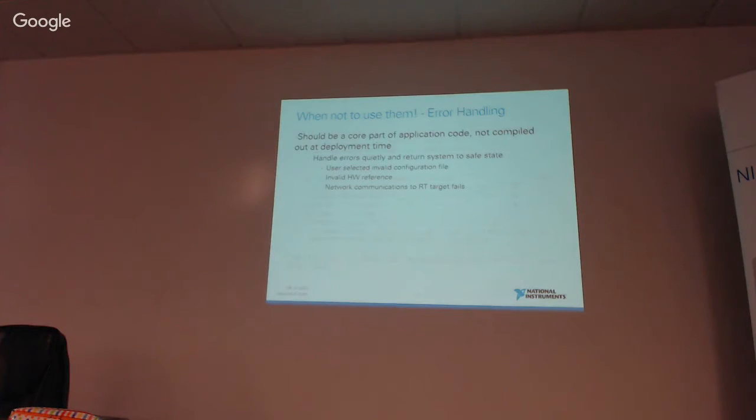The main place to not use them is in error handling. If you pop up a file dialog box and the user cancels it, that will generate an error in your code. That shouldn't cause concern because that's probably not a fundamental problem in your code. That's the user doing something you didn't expect. Invalid hardware references and network communication failures are also things that are not necessarily problems in the code. They're maybe problems with the setup of how an application has been deployed, so probably not a problem in the code.